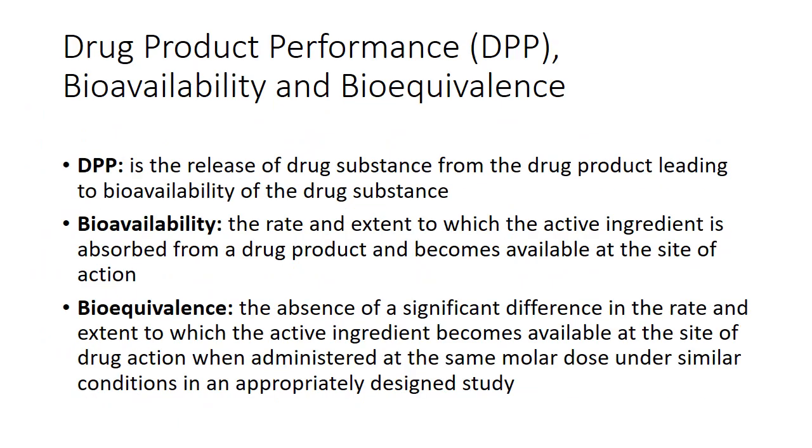First, drug product performance, bioavailability, and bioequivalence. Drug product performance is the release of drug substance from the drug product leading to bioavailability of the drug substance. So it's mostly about the release of the drug from the dosage form. Bioavailability is the rate and extent to which the active ingredient is absorbed from a drug product and becomes available at the site of action. Sometimes you'll hear the term absolute bioavailability, and that means the percent absorbed.